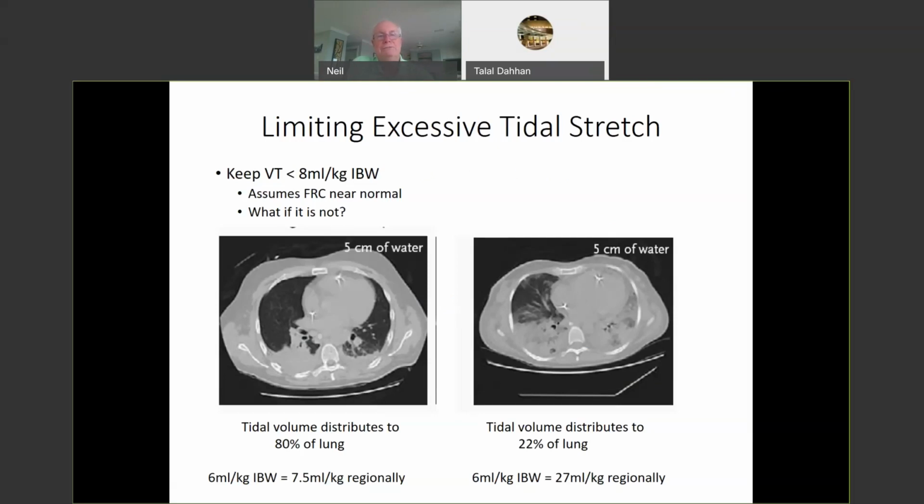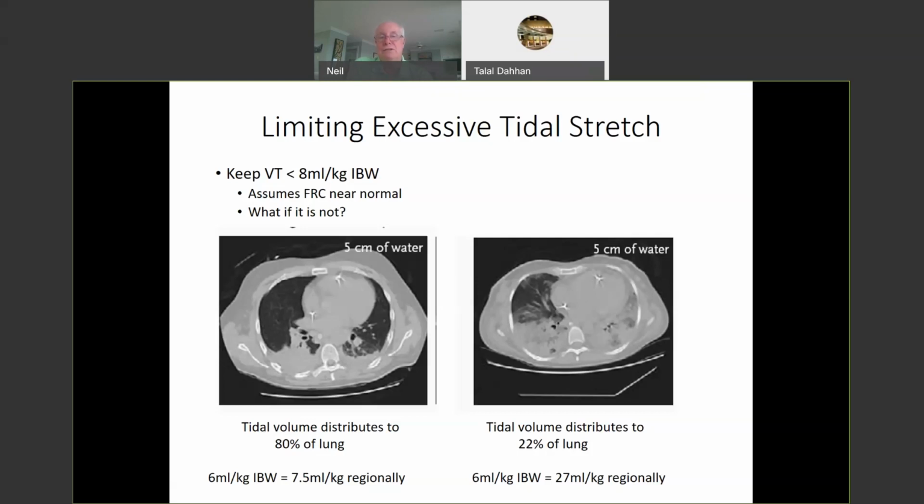What if it's not? And indeed, in our sick patients, it probably clearly is not. So I have two examples here. On the left is a patient with significant injuries at the bases, but the tidal volume is distributing to 80% of the lung there. If you give a global tidal volume of 6 mLs per kilogram ideal body weight, this translates in this example into about 7.5 mLs per kilo regionally. The real problem comes in on the right, where we have the infiltrates occupying the majority of the lung, and the only functioning lung is that right upper quadrant we see.